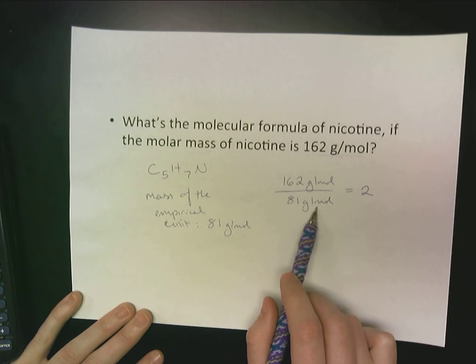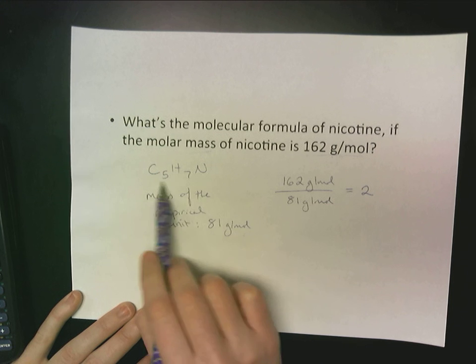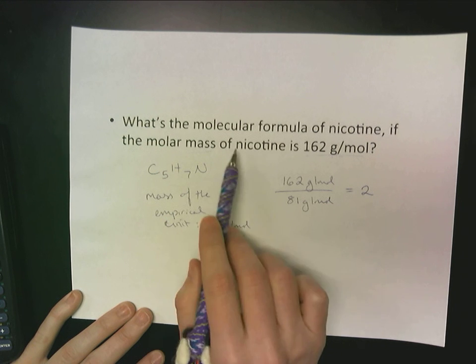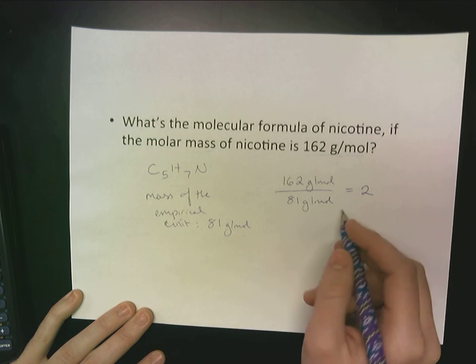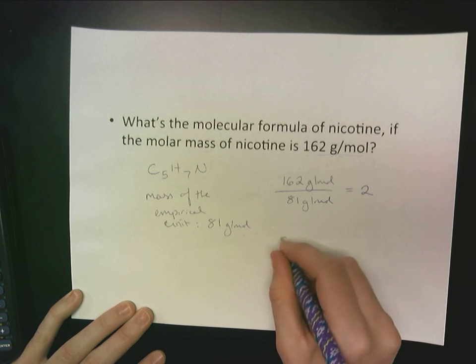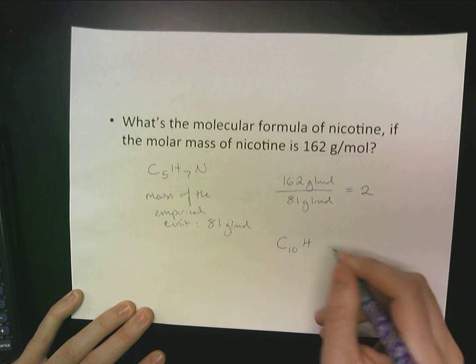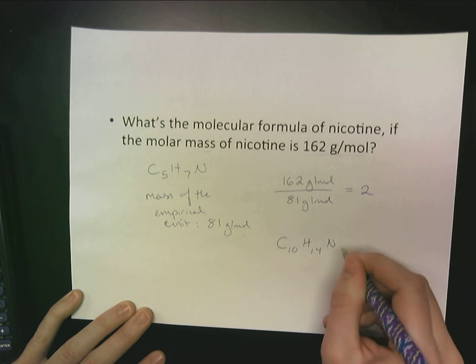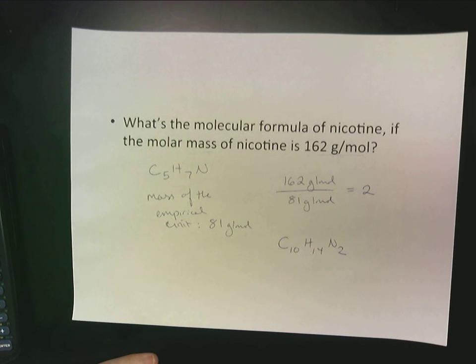Okay, what does that mean? That means that I've got 2 pieces like this in my overall molecule of nicotine. So all I have to do is multiply each of the subscripts by 2 to get my molecular formula, which for nicotine is C10H14N2.